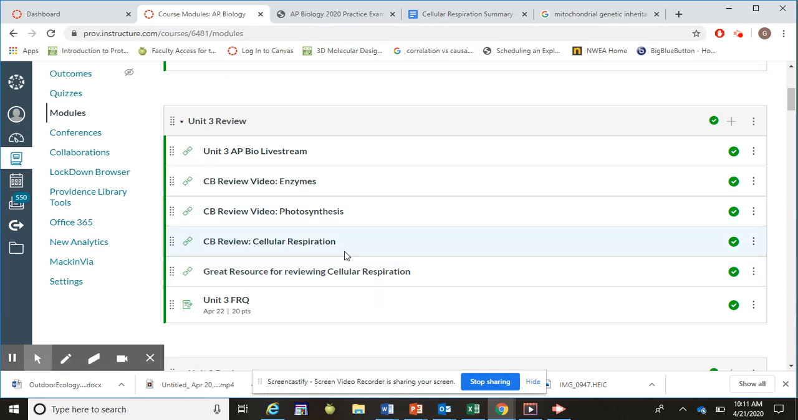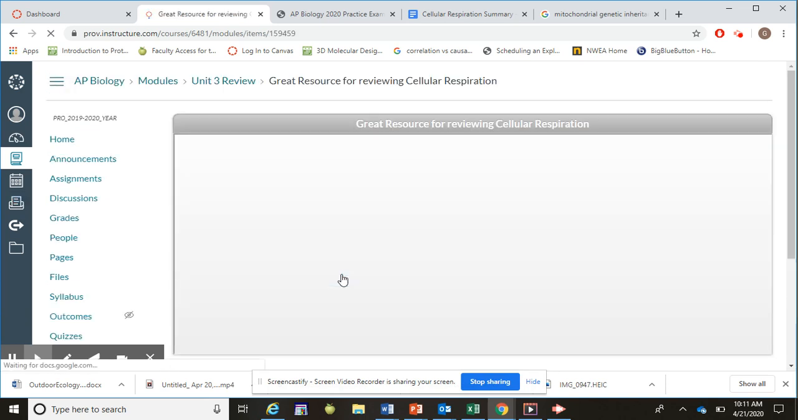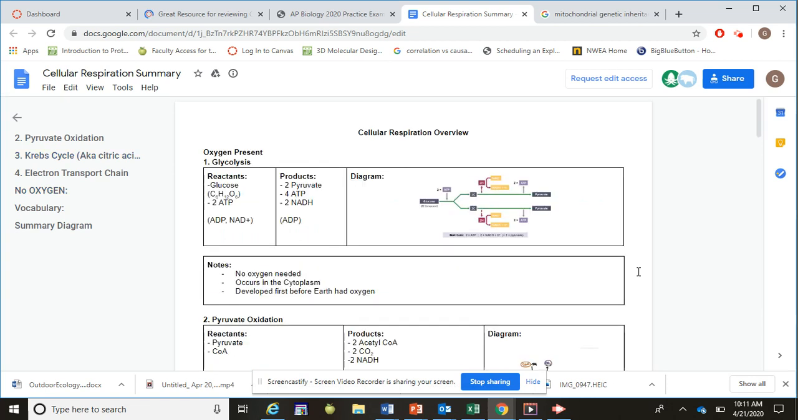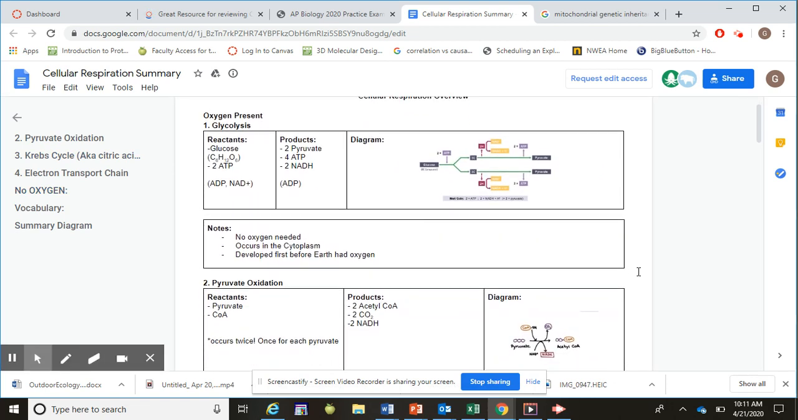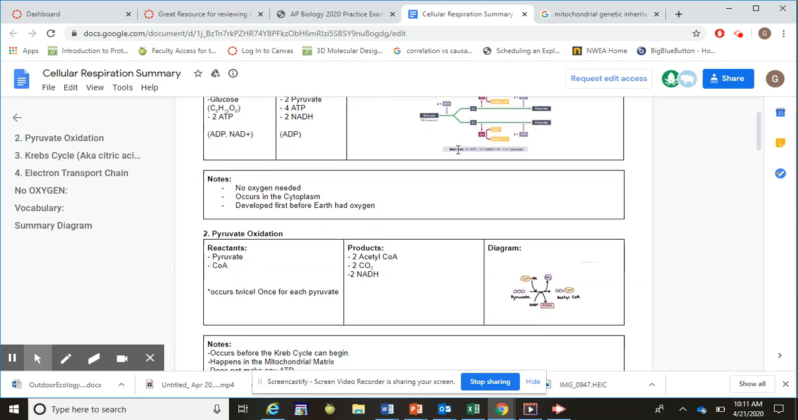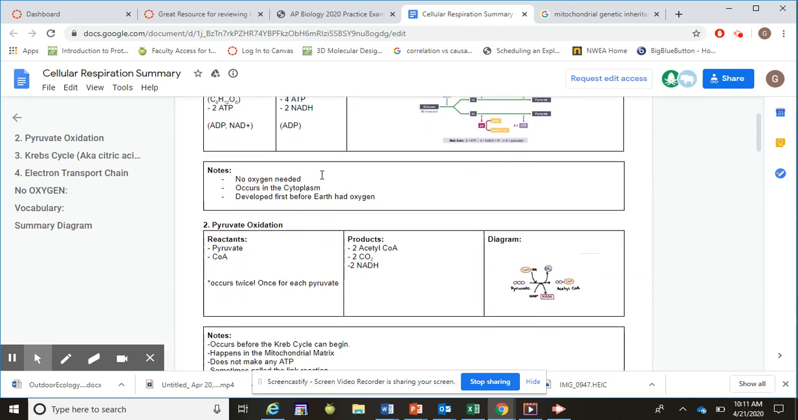So if you click on that, it's going to bring you to this document that I just went ahead and opened in another page. So I just clicked right here and it brought me to this. So I really like this document. I can't take credit for putting it together, but I found it and it was really helpful. It tells you all the reactants, products, and diagrams, and then the special notes about each step.